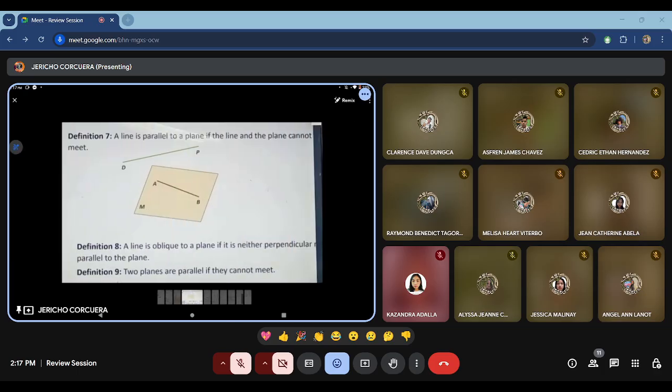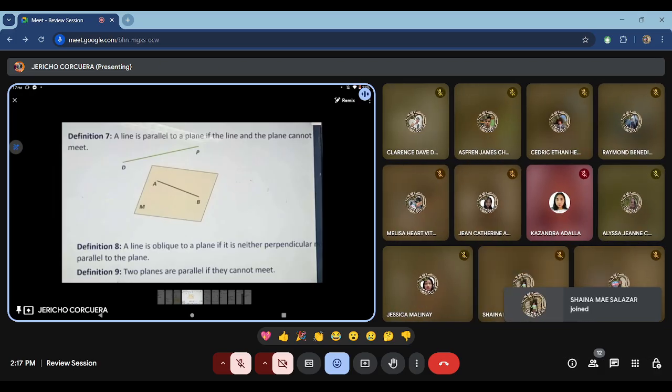Next, definition 7. A line is parallel to a plane if the line and the plane cannot meet. I mean it's parallel, so it means that they cannot meet. As you can see, line DP and line AB are not parallel. If you can see the figure, a line and a plane are parallel if they cannot meet. You can see line DP right there. They can't even meet with plane M.